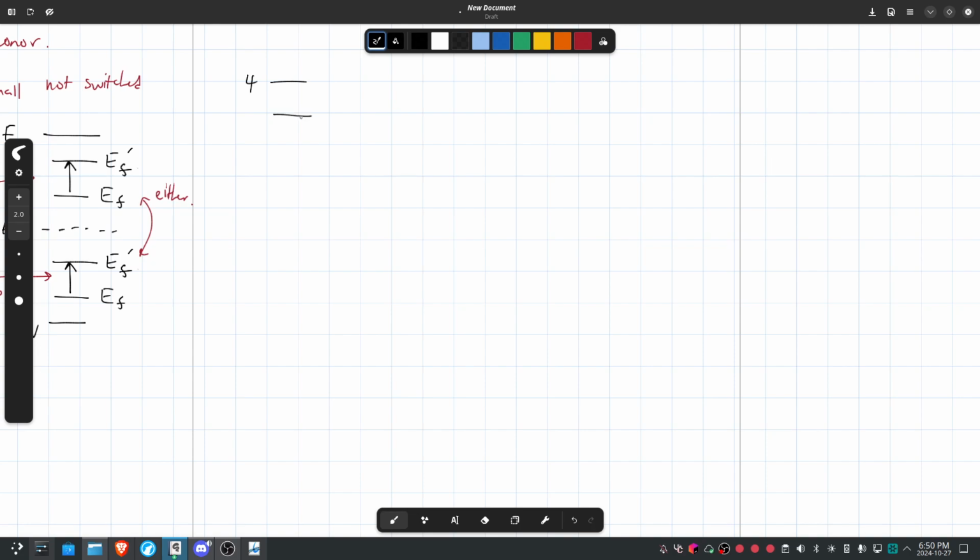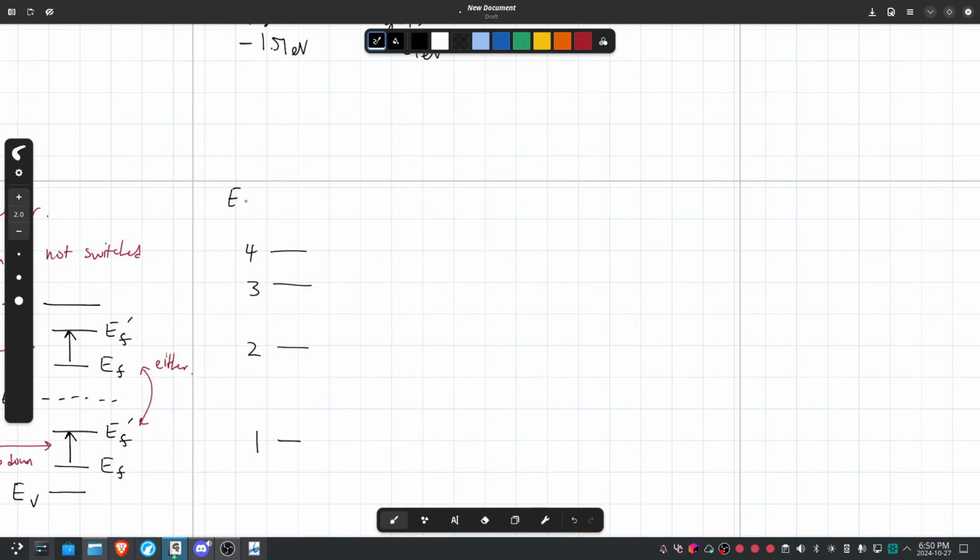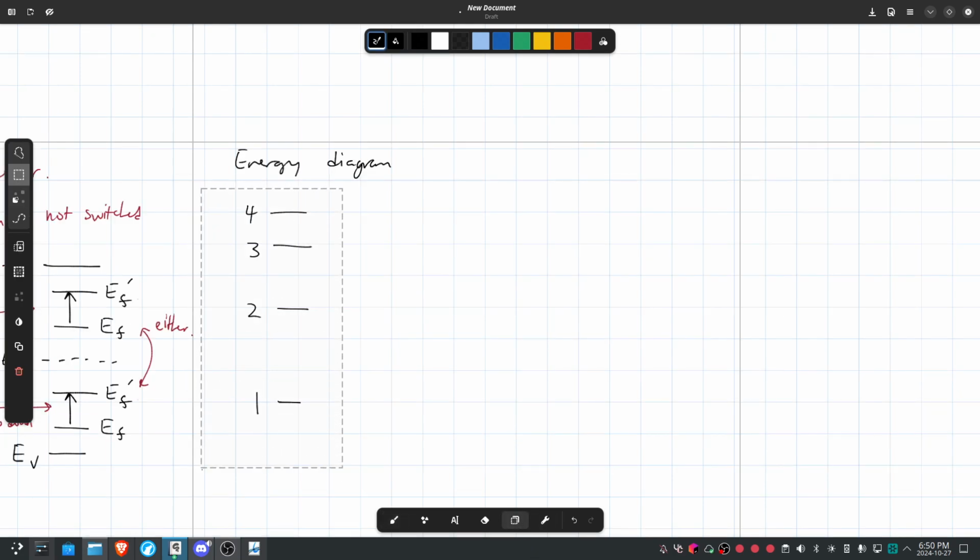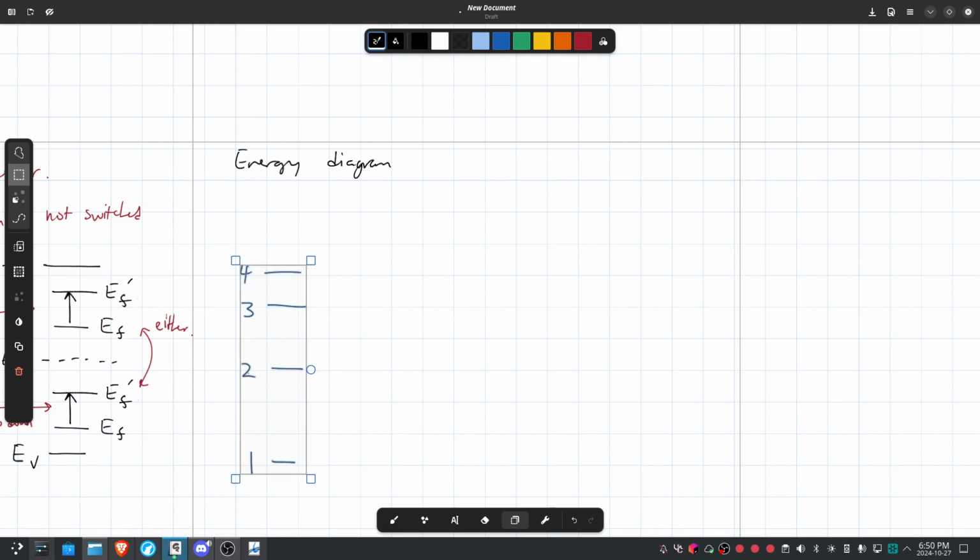this is going to be 3, then 2, and then 1. Say energy diagram. And we are going to have infinity up here. This is going to be 0 eV. This is going to be negative 1.51, and this is going to be negative 13.6.